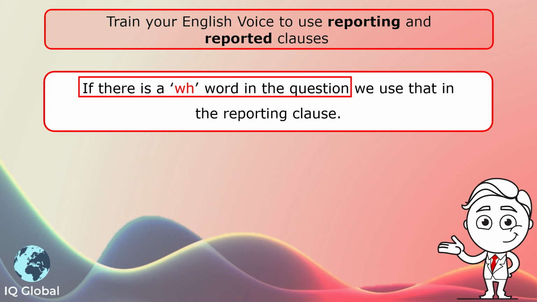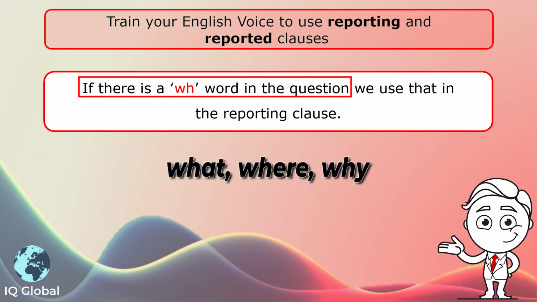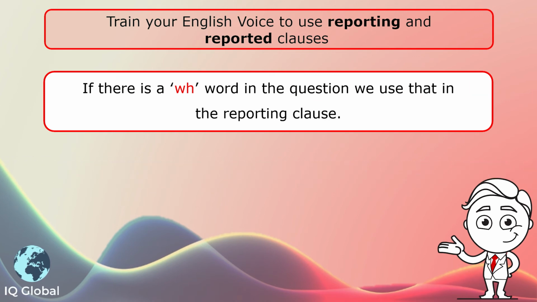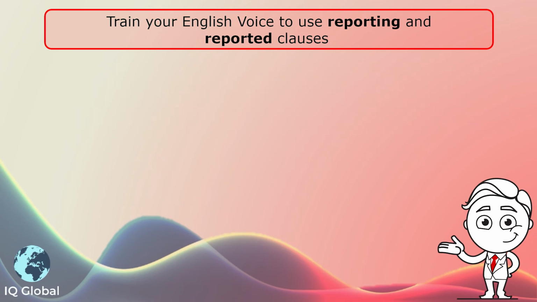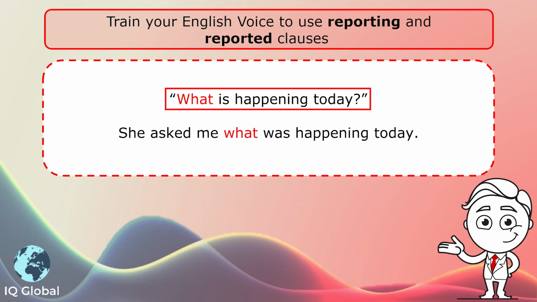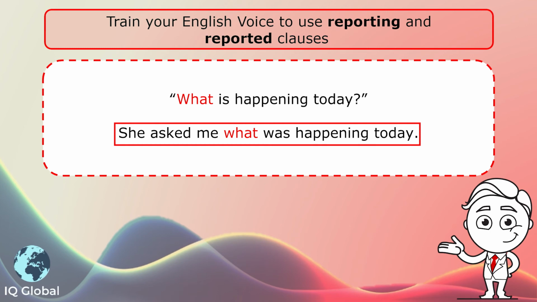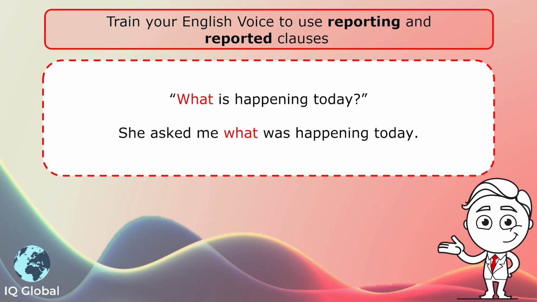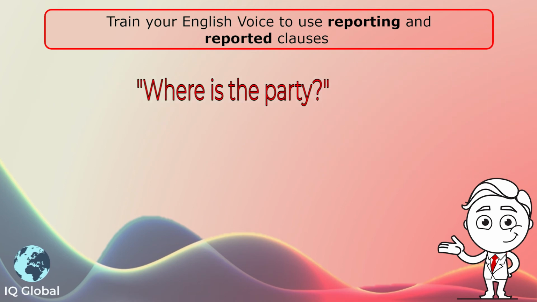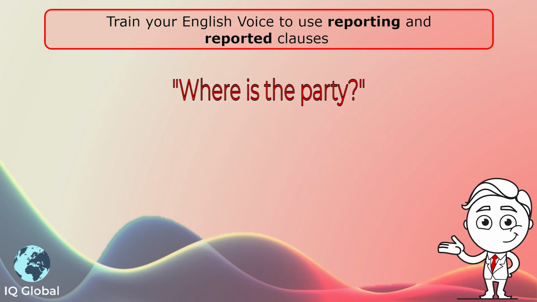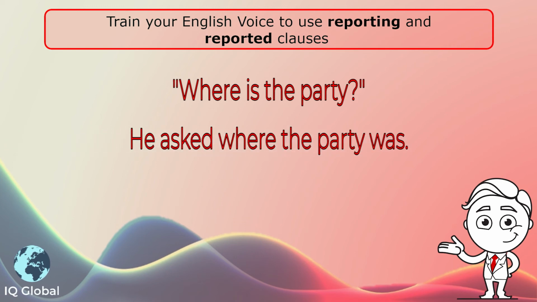If there is a w word in the question, such as what, where, why, and so on, we use that in the reporting clause. "What is happening today?" The reporting clause: she asked me what was happening today. So we include the w word that was used. Another example, "Where is the party?" The reported question is, he asked where the party was.